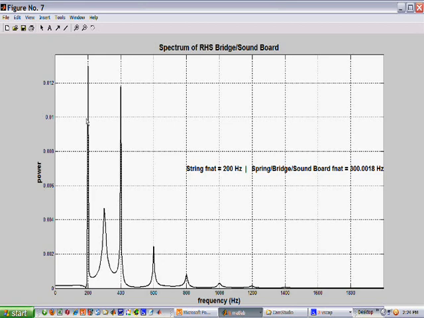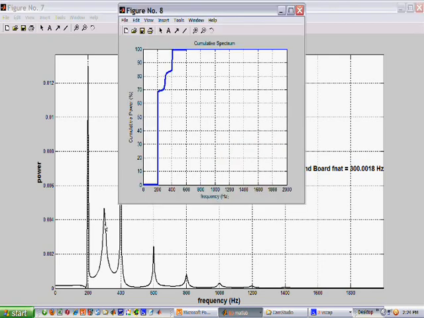Now we still have power at the fundamental at 200 Hertz, but there's a lot more power here at the partial at 400 Hertz and a little bit of power here at 600 Hertz. The soundboard is represented by this power here at 300 Hertz. The cumulative spectrum shows that now we have 70% of the power at the fundamental, maybe 12% at the soundboard natural frequency, and about 15% at the partial at 400 Hertz.